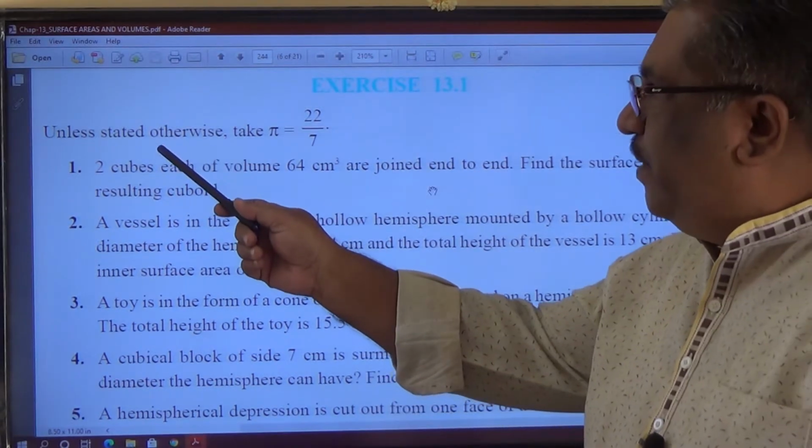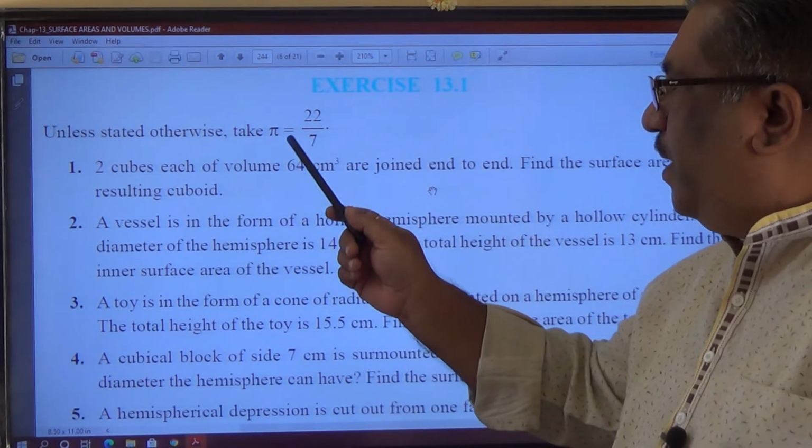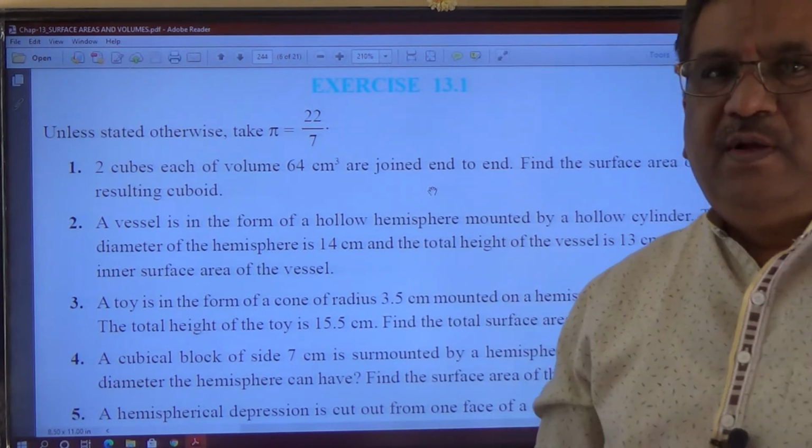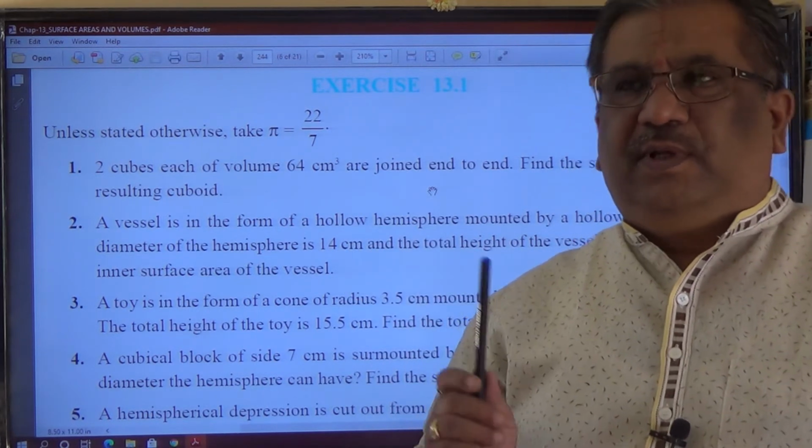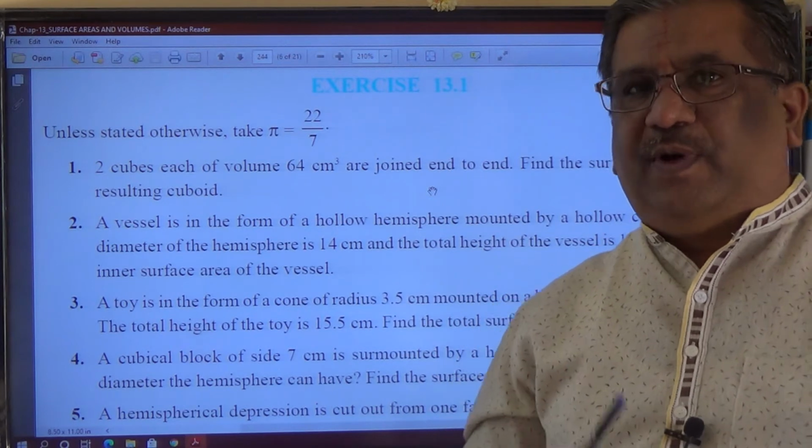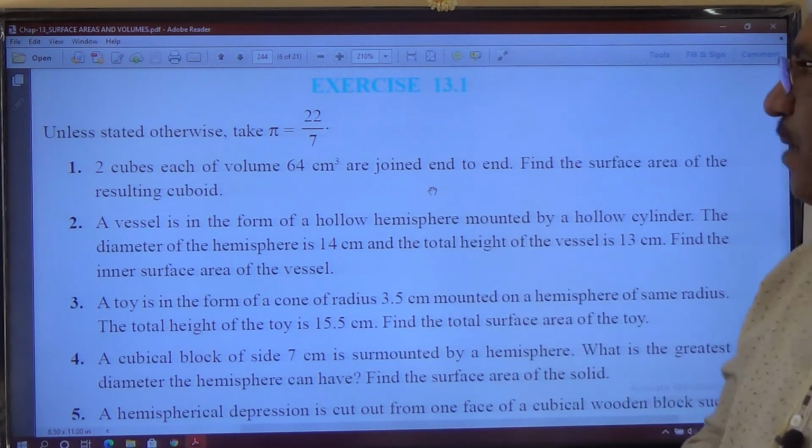Very important statement. Unless stated otherwise, take pi equals 22/7. So this should be kept in mind by you, whether we have to take the pi value as 22/7 or 3.14. That you should keep in mind.